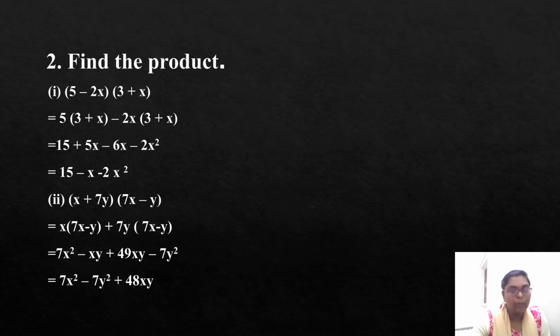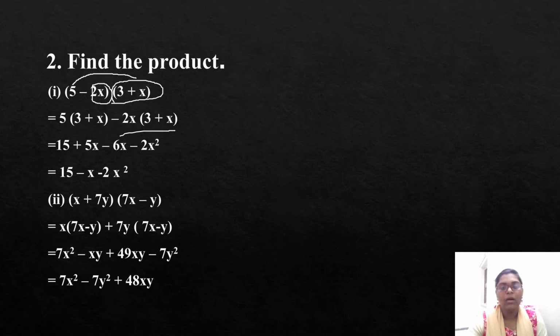The same model you are going to do. See, this is 5 minus 2x. So taking this 5, multiply with the whole term, not only 3. The whole term. That is what I am taking. In between which sign you are having? Minus. Next, 2x into the whole term. See. Now multiply as usual.